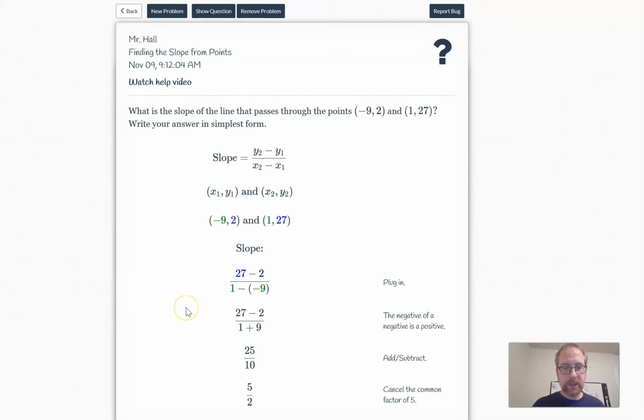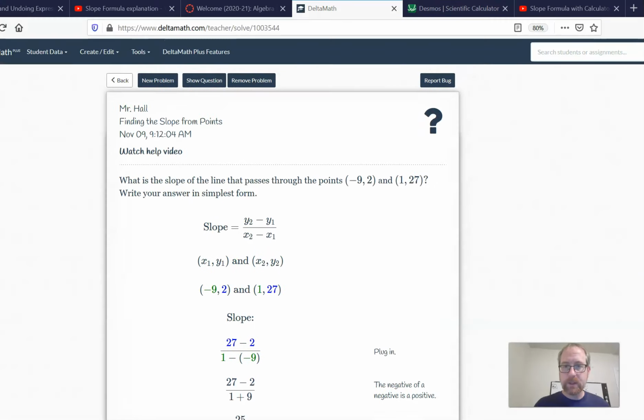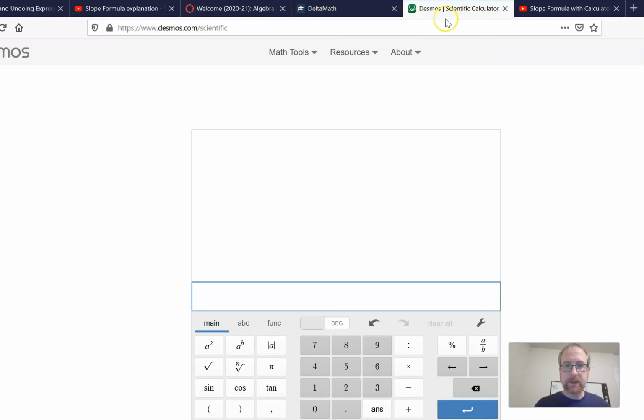Hi everyone, I want to show you how to use the Desmos scientific calculator to help you with these problems. I'm going to use this scientific calculator here. It's desmos.com/scientific. That's the web address you're going to go to. You can just search for Desmos scientific calculator, but that's what we're going to use.